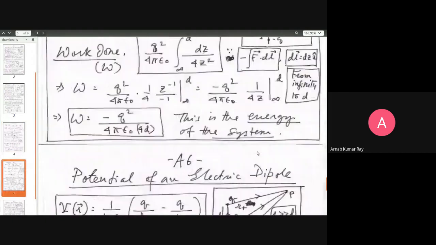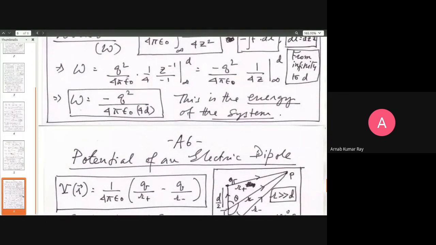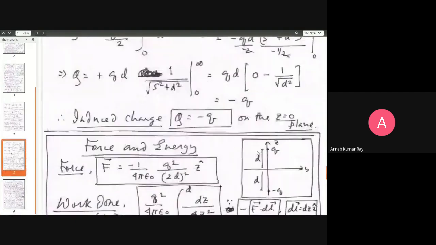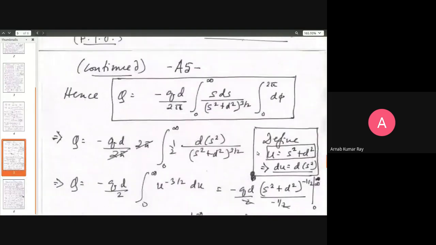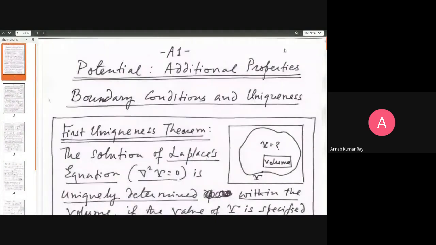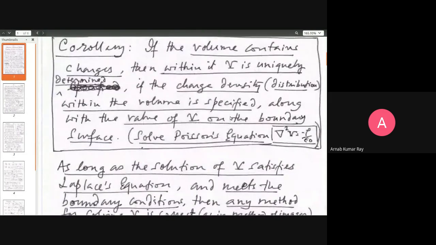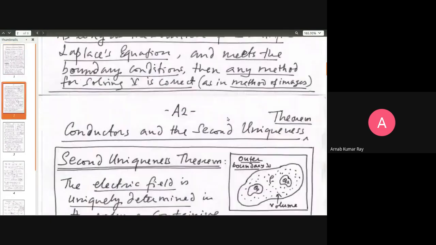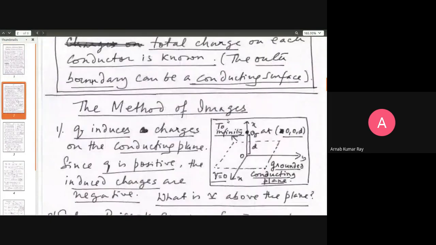extension of that discussion will be to the case of an electric dipole. Remember, in all of these problems, we are trying to find out the potential. The discussion is potential, additional properties, right? Prior to this set of notes, we talked about finding out potential with the help of Poisson and Laplace's equation. So now we have extended the discussion to something more involved.